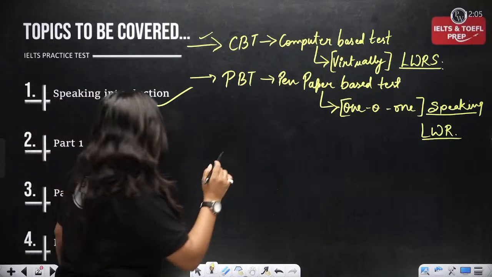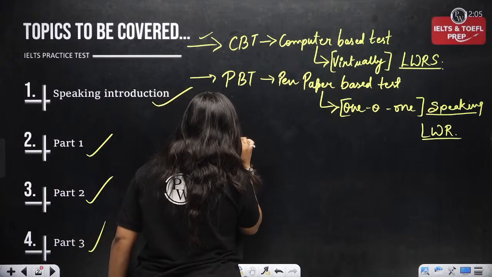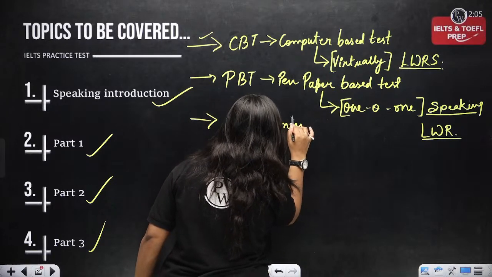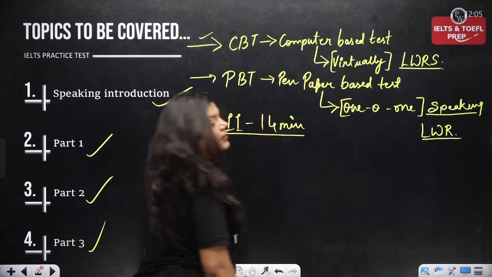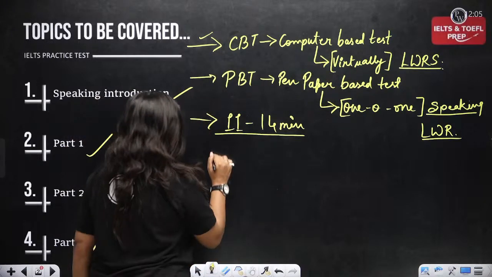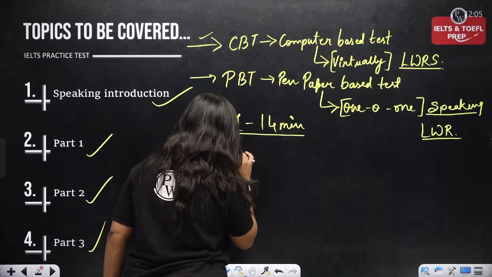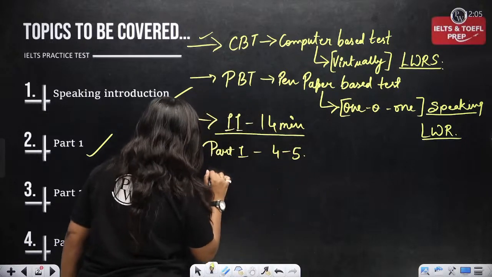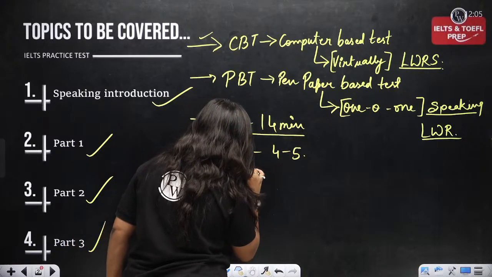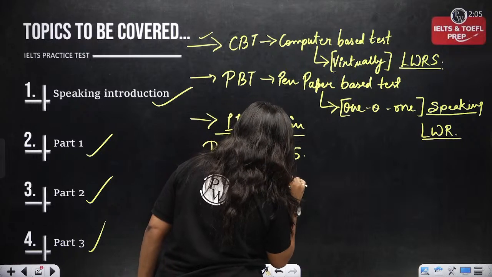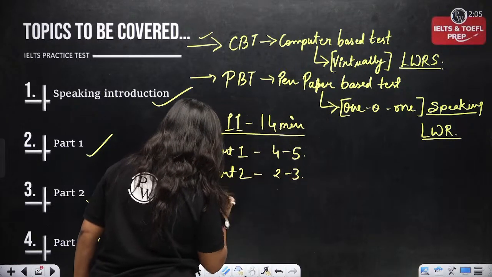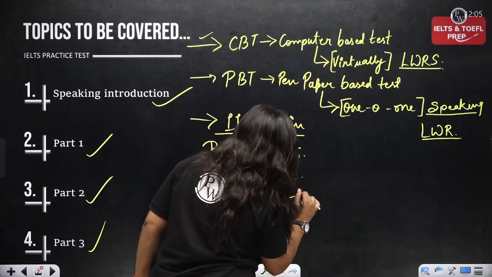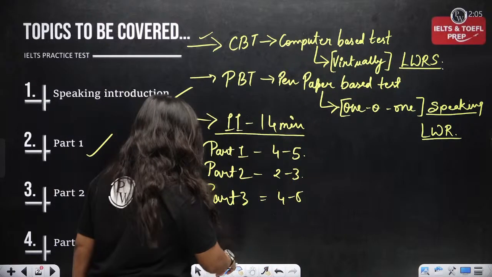On top of that, I'm telling you again, it is 11 to 14 minutes of test. It can be 15 as well, depending upon the examiner entirely. Your Part 1 is majorly 4 to 5 minutes, and Part 2 is somewhat 2 to 3 minutes, and Part 3 is again 4 to 5 minutes. So this is the time zone.